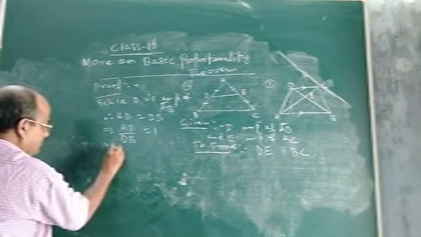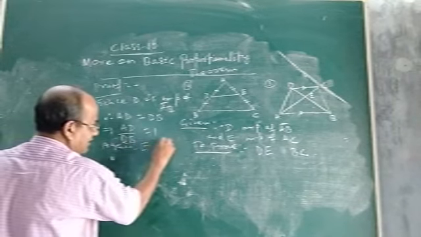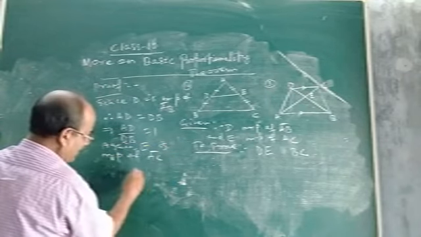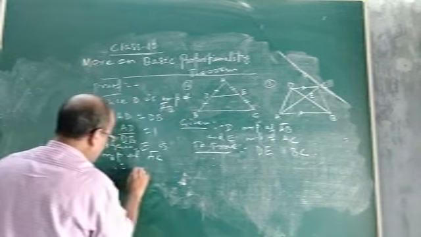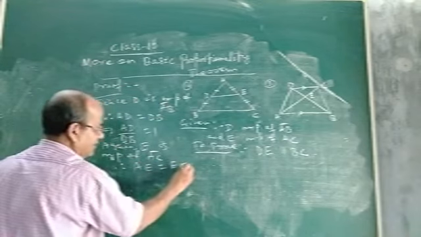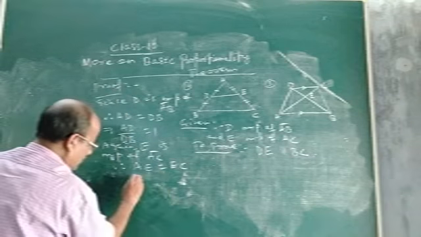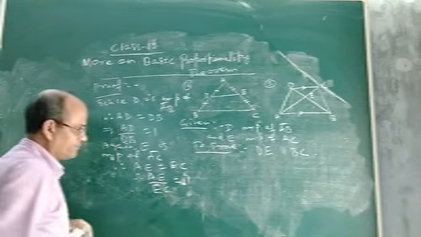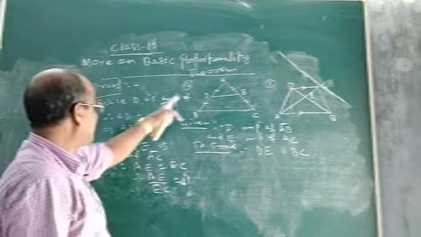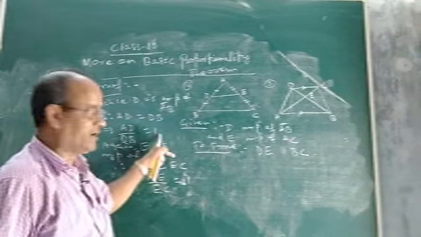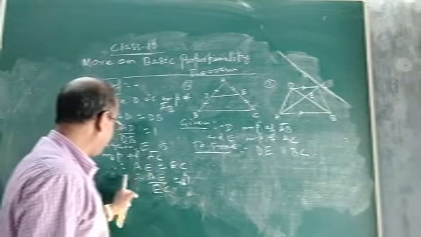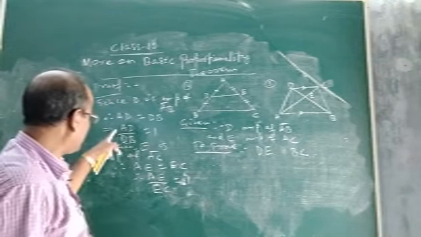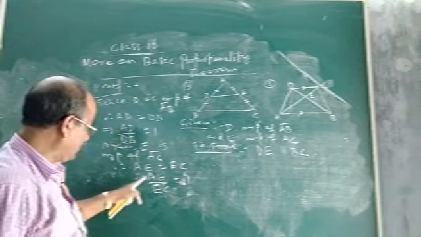Again, E is the midpoint of AC, therefore AE and EC will be equal. Now see, if AE equals EC, then their ratio is also 1. Therefore AE by EC will be equal to 1. So, children, as D is the midpoint of AB, you got AD by DB equal to 1. As E is the midpoint of AC, you got AE by EC equal to 1. So this equals 1 and this equals 1. So what will be the conclusion? Therefore, AD by DB will be equal to AE by EC.